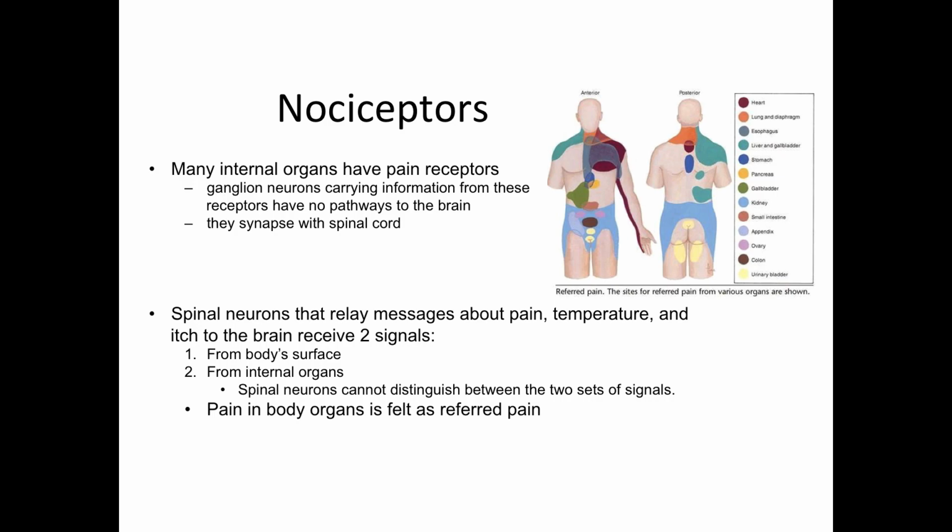So because of that, pain in organs inside of the body is felt as referred pain. So it comes from the surface of your body. An example of this is pain in your heart. So for example, during a heart attack, it is often felt in the left shoulder and in the left upper arm. And then for example, pain in the kidneys, you'll feel that in your lower back.